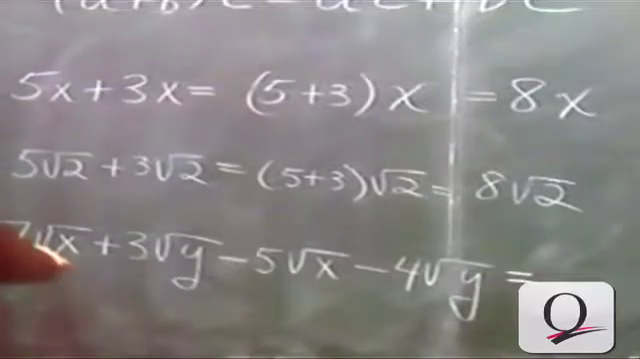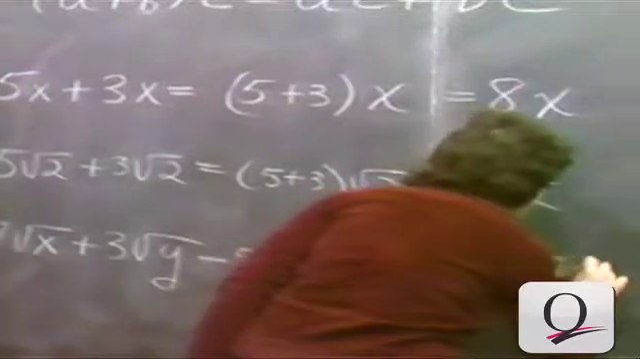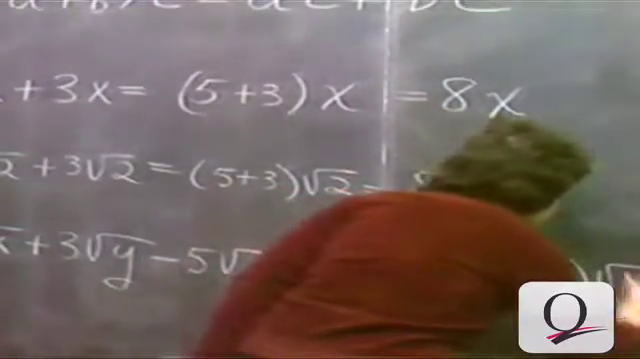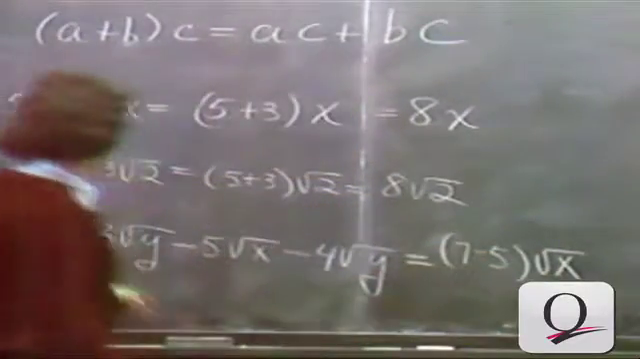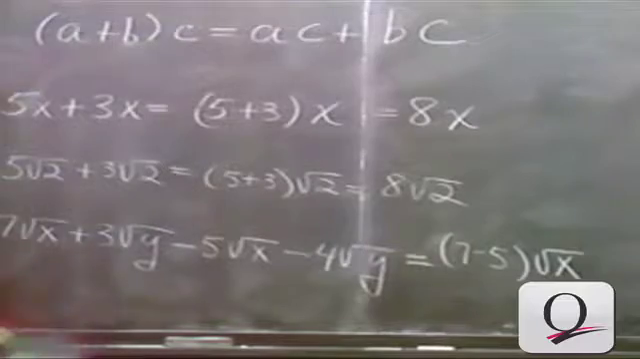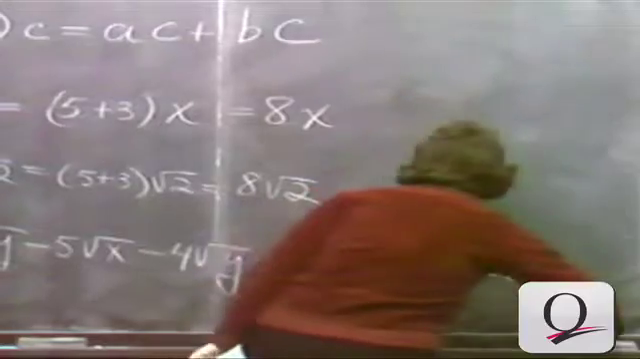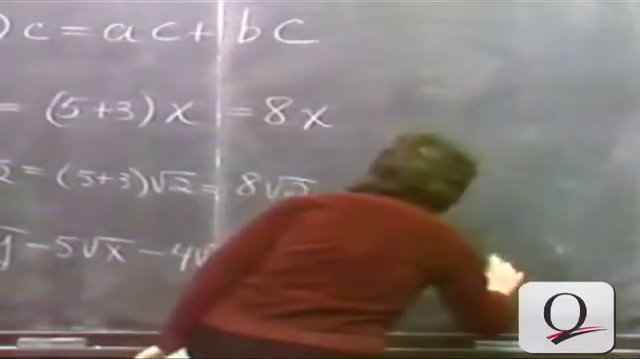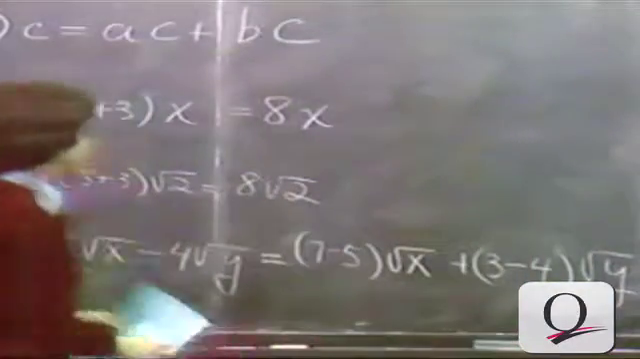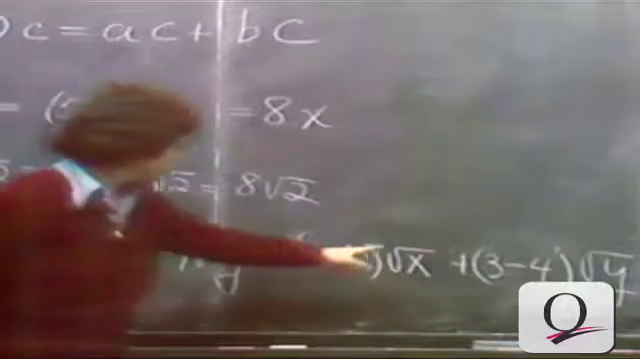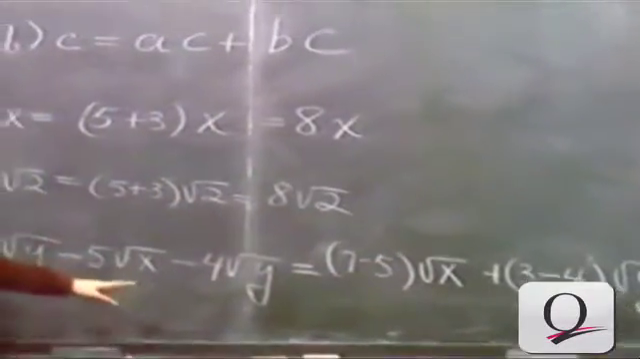We have 7 times the square root of x minus 5 times the square root of x. We can write that as 7 minus 5 times the square root of x. This covers the first and the third terms. Now the second and the fourth, we have 3 times the square root of y minus 4 times the square root of y. We can write that as 3 minus 4 times the square root of y. This gives you 7 the square root of x minus 5 the square root of x plus 3 the square root of y minus 4 the square root of y.